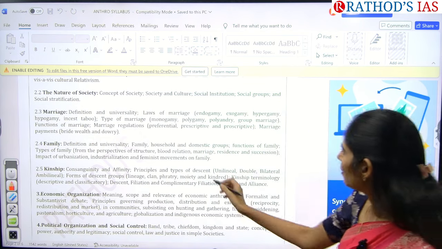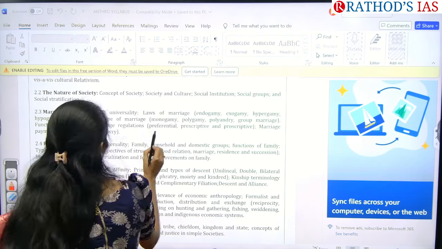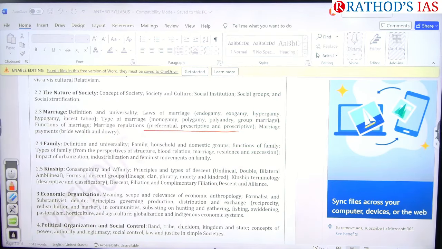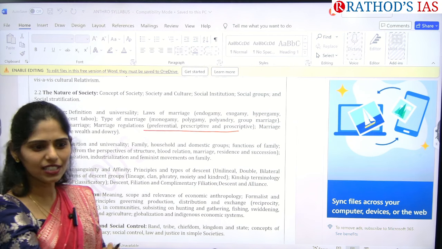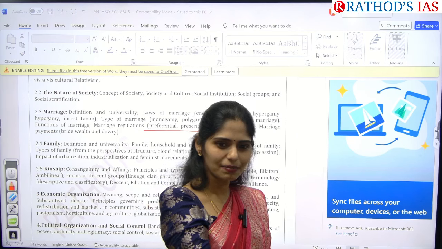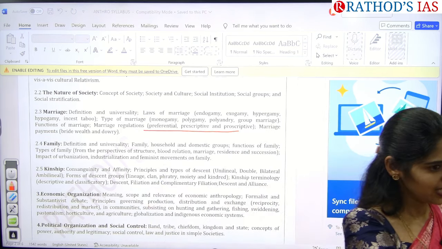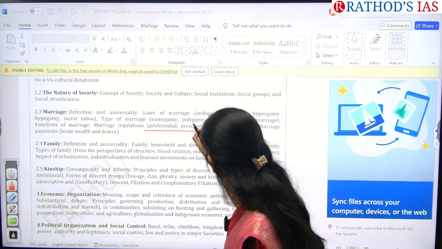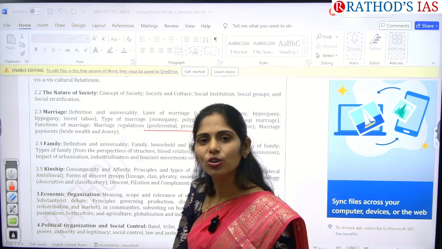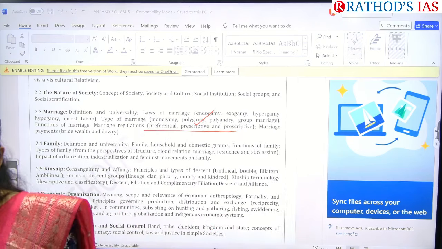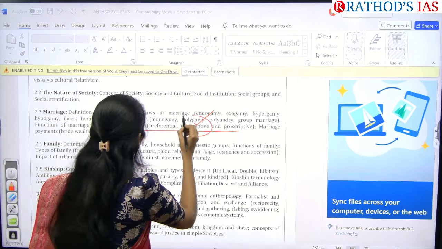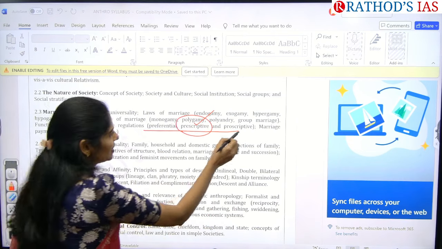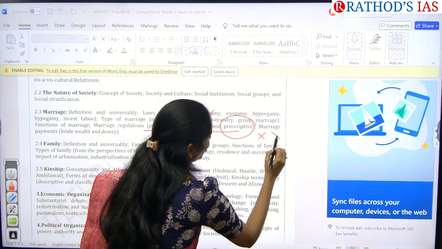Here they gave three kinds of marriage regulations: preferential, prescriptive and proscriptive. Do you know about uncle-niece marriage and cross cousin marriages? They are allowed in our families, especially in South India. That means they give certain rules about whom you can marry. Those are called prescriptive regulations. Proscriptive means those marriages should not happen.